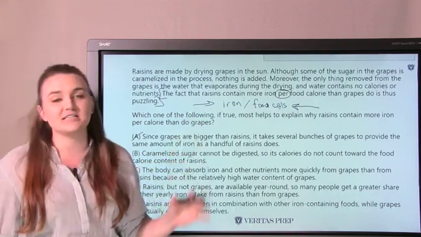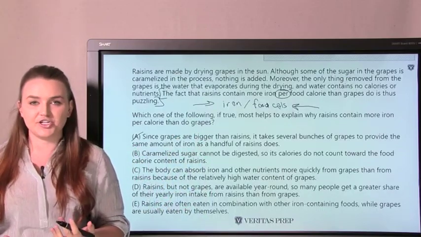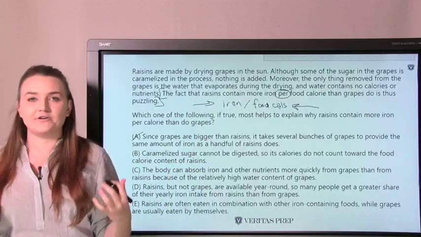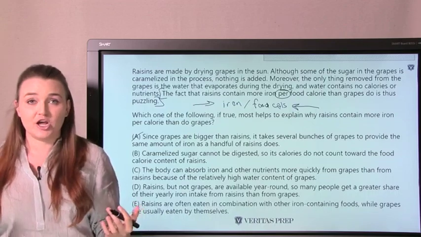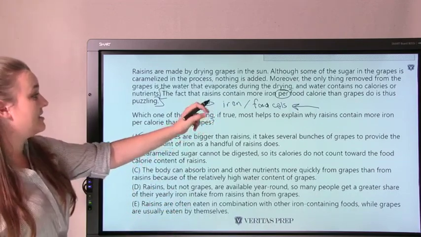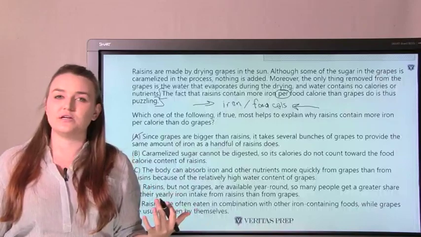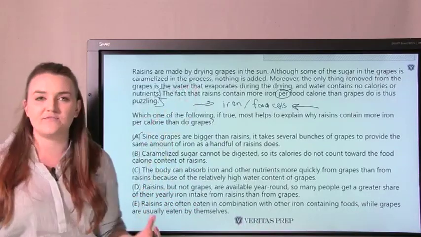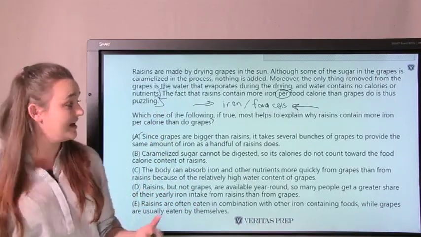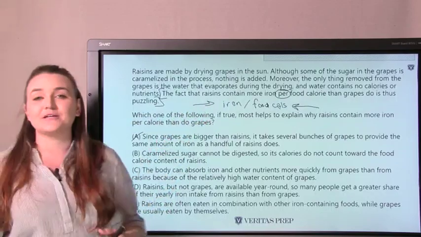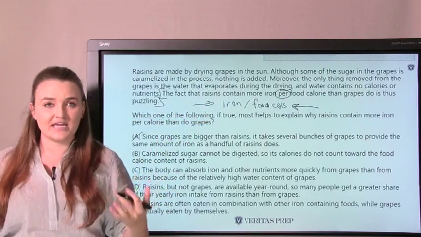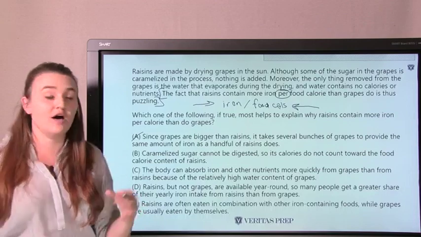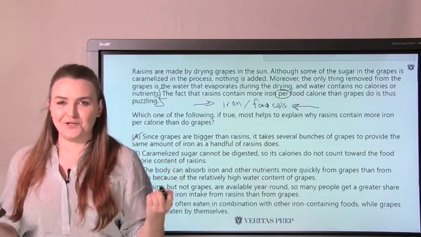Whereas, if I look to this iron to food calorie ratio, there are two ways that it can change. Either my iron can go up, my iron can increase, which seems a little puzzling given the scenario since we're not adding anything, or my food calories can decrease given that same respective quantity of raisin grape material or matter.